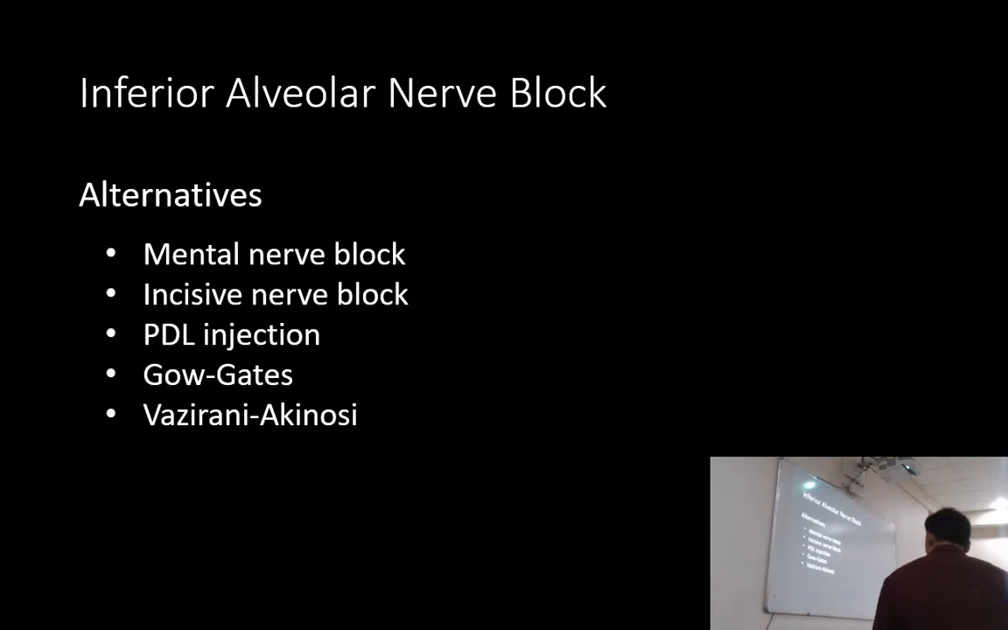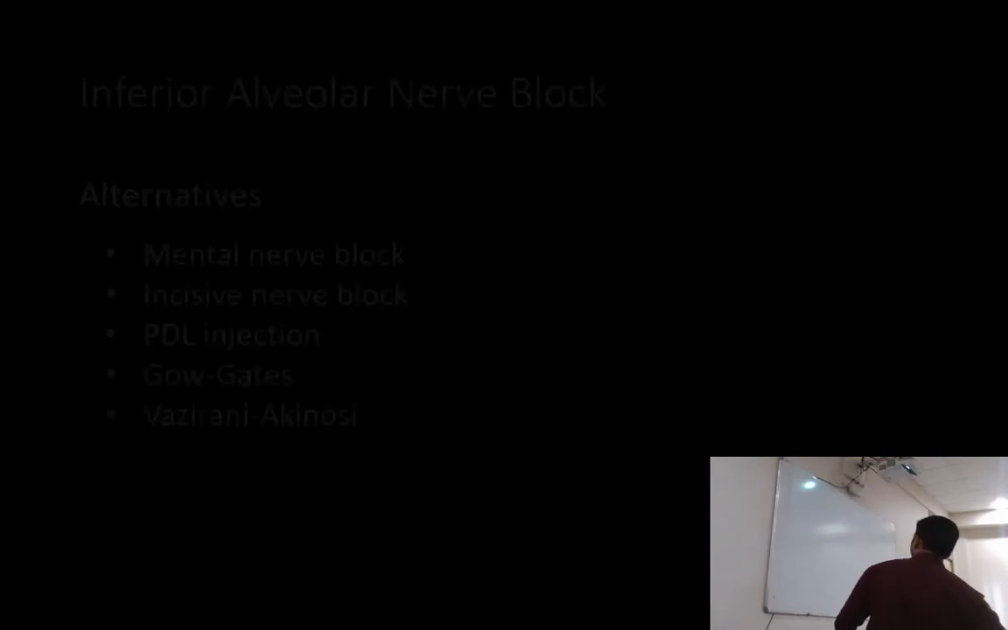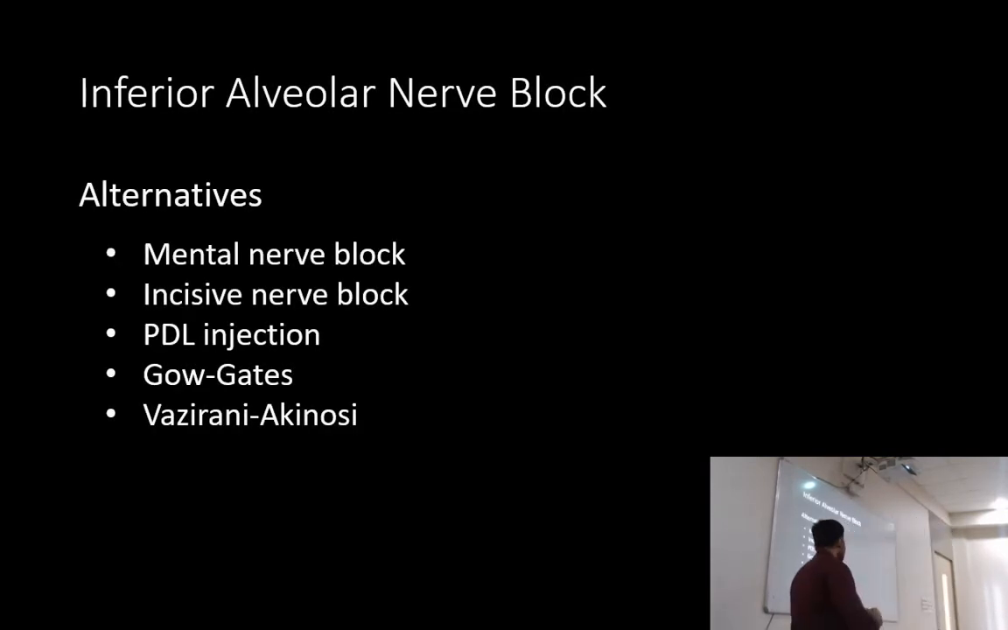Then if you have a single tooth RCT कर रहे हो, then you can go for PDL injection. Then for some reason you're not able to deposit LA in the pterygomandibular space, the space where we are going to block the inferior alveolar nerve. वहाँ पे suppose there is a space infection, so we can go for Gow-Gates technique or the extraoral technique.